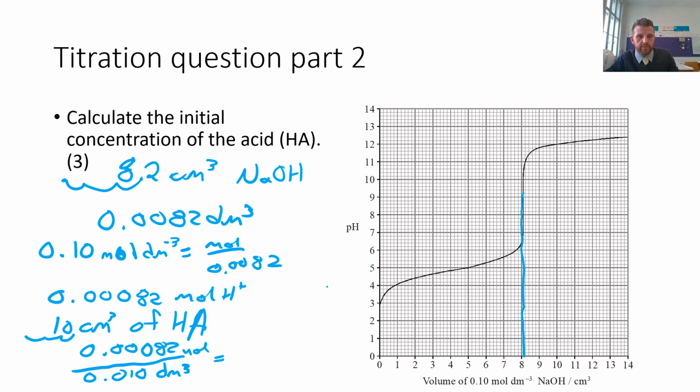which gives us a concentration of, I don't want to do this right now. Not thinking about it, just going to do it. 0.082. Stupid marker. Initial concentration was 0.082 moles per decimeter cubed. Nice. Next question.